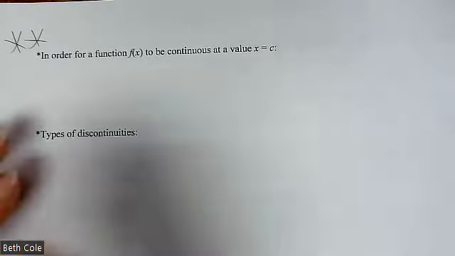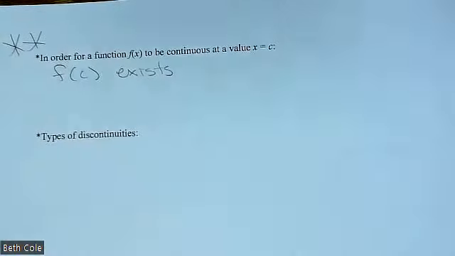In order to be continuous, first of all, there has to be a point. F of C exists. There's a point. There has to be something there for it to be continuous, right? So there has to be a point. F of C exists.